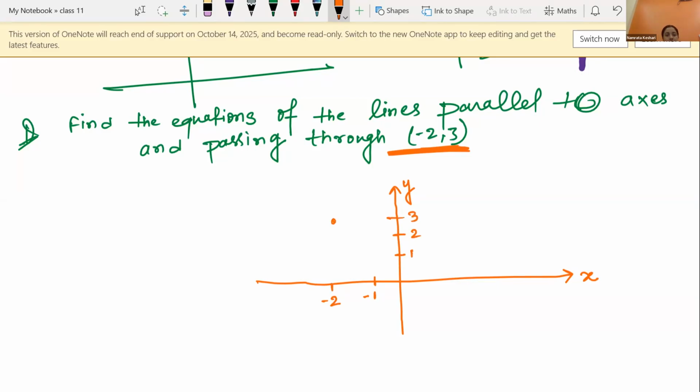So here is the coordinate, which is x is -2 and y is 3, right? Yes, ma'am. Okay. Now through this point, -2, 3, we have to draw a line which is parallel to the x-axis as well as parallel to the y-axis. Two lines we have to draw. First, let's draw a line parallel to the x-axis. So the line will look like this.